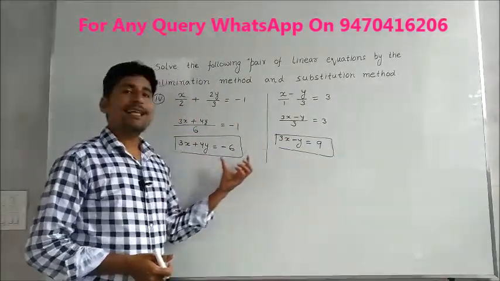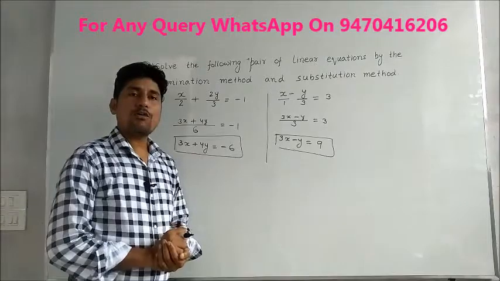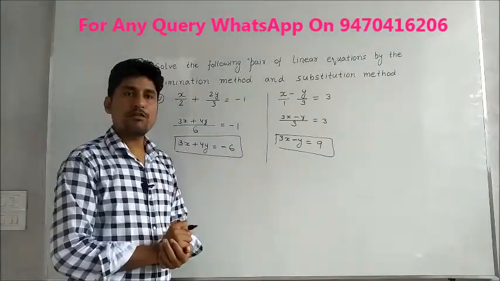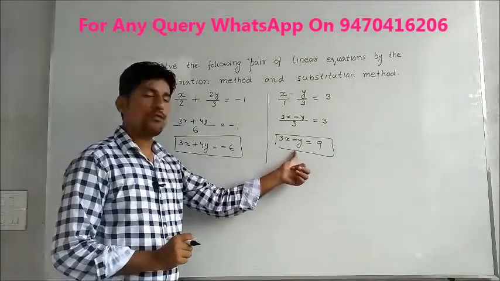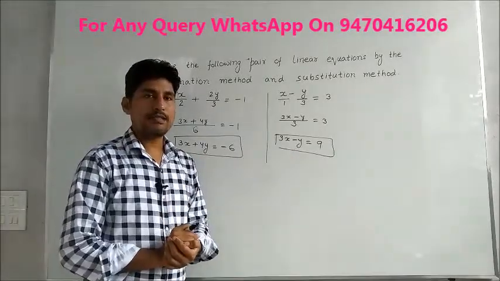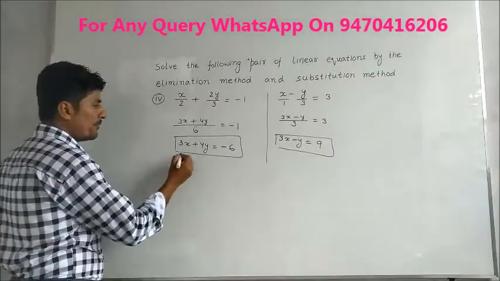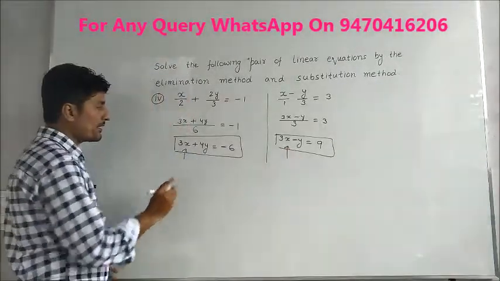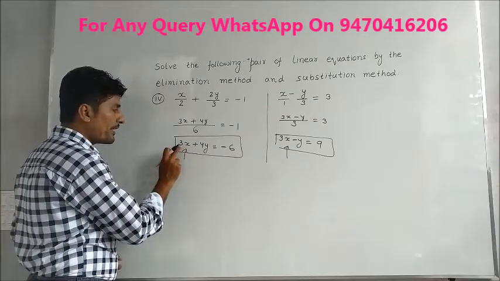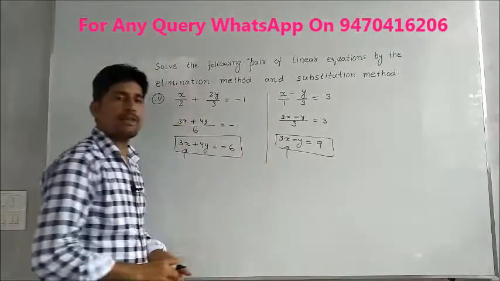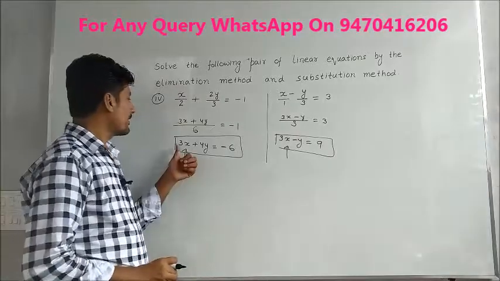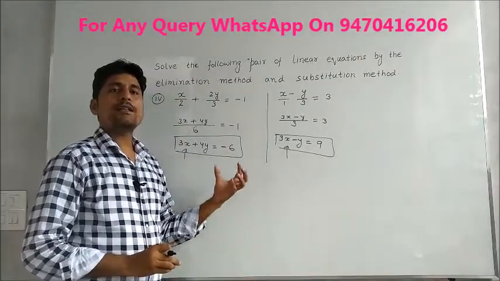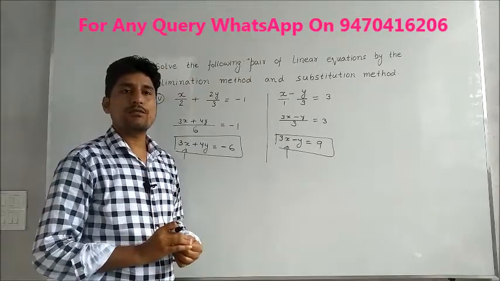After that, we will eliminate any one of the variables. Either we can eliminate x to get the value of y, or we can eliminate y to get the value of x. So suppose I am going to eliminate x. Here one thing we can notice, the coefficient of x is 3. Here also the coefficient of x is 3. Since the coefficient of x is 3, it can be eliminated easily without doing any other work.